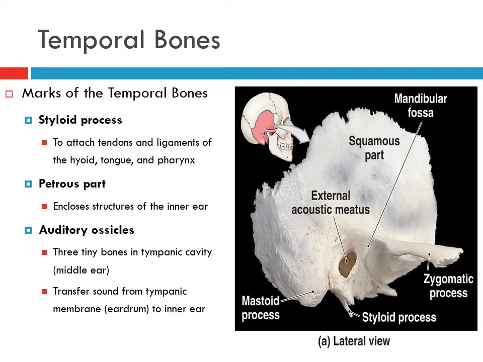The styloid process, I'm going to highlight the name here because it's hard to circle that, but it's this little skinny process that's poking out the bottom of the bone. I'll erase that so you can see it now. The styloid process attaches tendons and ligaments that attach to the hyoid bone, the tongue, and the pharynx.